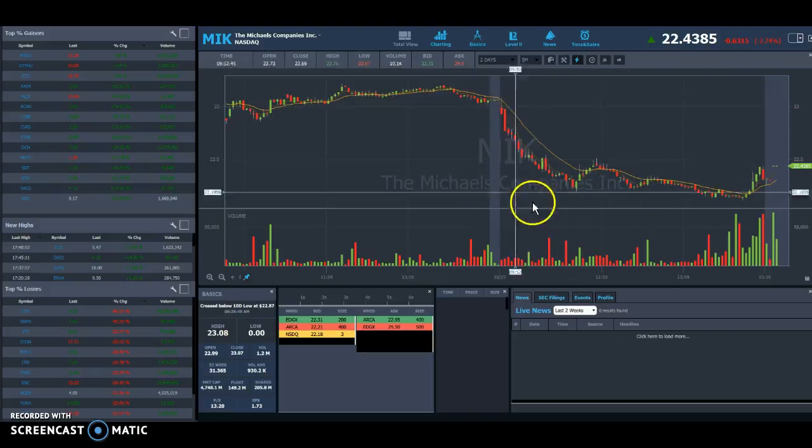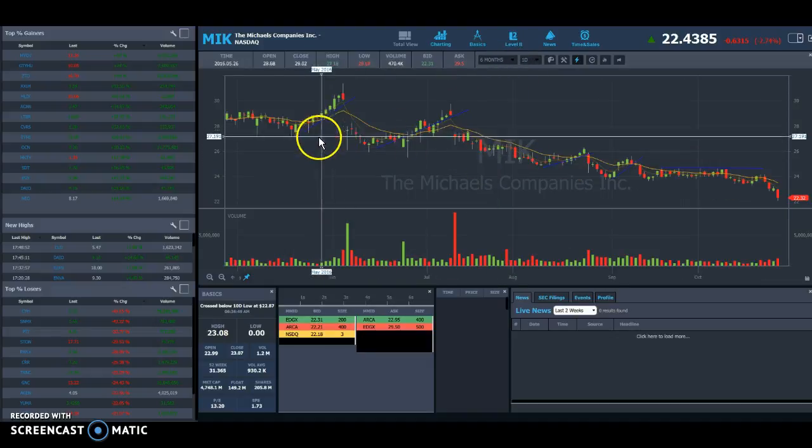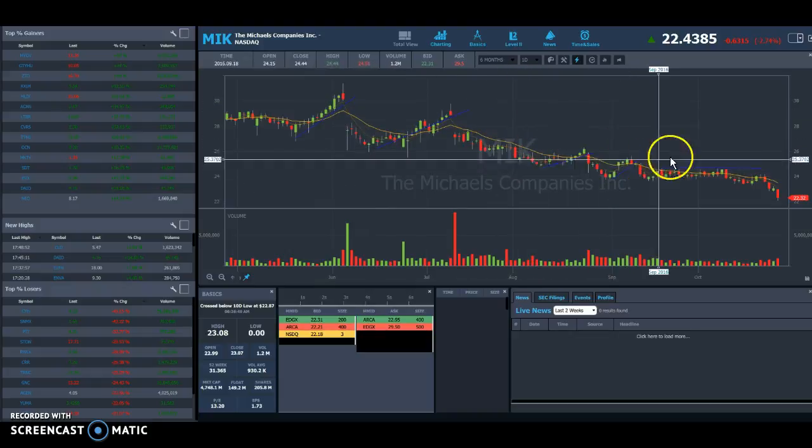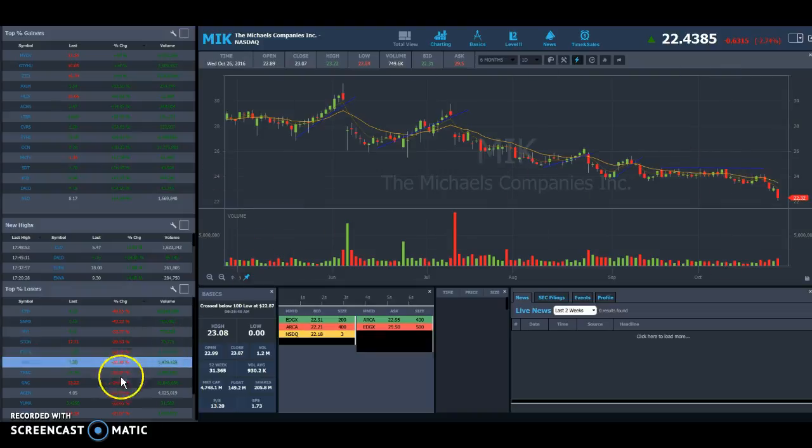But the key is I did catch the meat of the move, and as you can see from the 6-month chart, it's got these patterns where the stock is going nowhere but down, and then can't even rally above this level here. So anyways, that's my short trade.